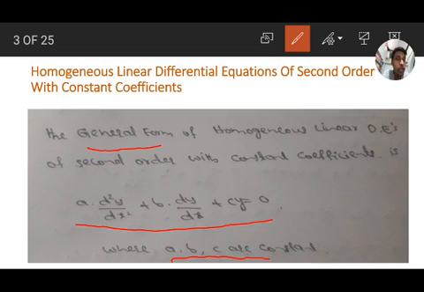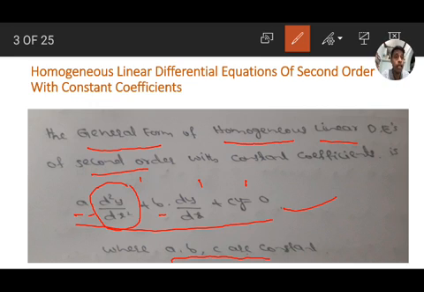Here the highest order derivative is d square y by dx square, the second order derivative, therefore it is a second order equation. Next, d square y by dx square has power 1, dy by dx has power 1, and y also has power 1, therefore it is linear. All powers are equal to 1, therefore it is homogeneous. And the coefficients a, b, c are constants, therefore it is a homogeneous linear differential equation of second order with constant coefficients.